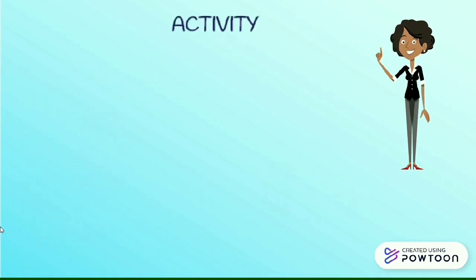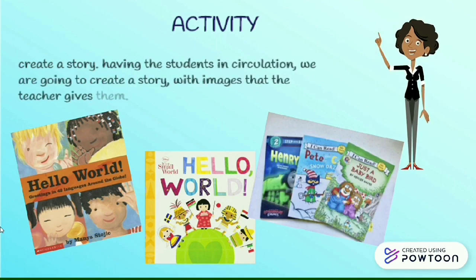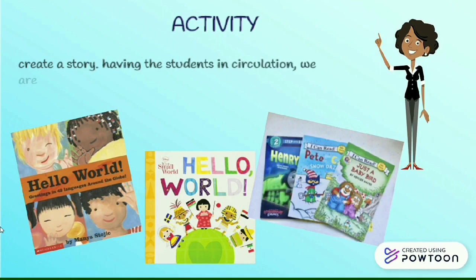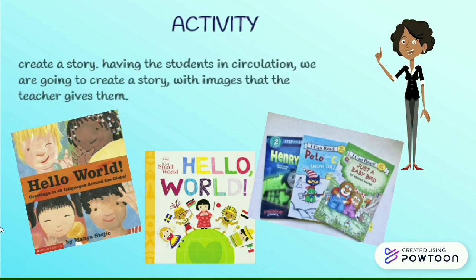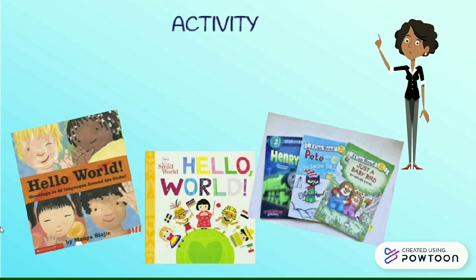The activity: create a story. Having the students in a circle, we are going to create a story with an image that the teacher gives them. With the image, you can almost predict what the story will be about, but of course, they can add details of their own. This can be developed to know the pronunciation of the student. This can be developed out loud. This way you will know how your students speak, and of course the vocabulary and grammar that they use.